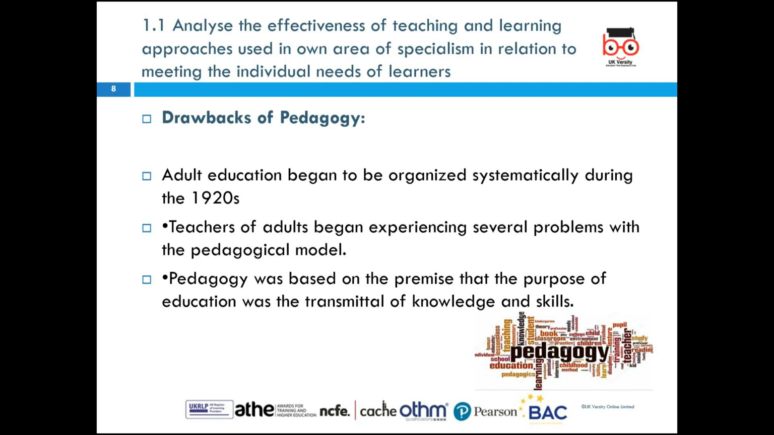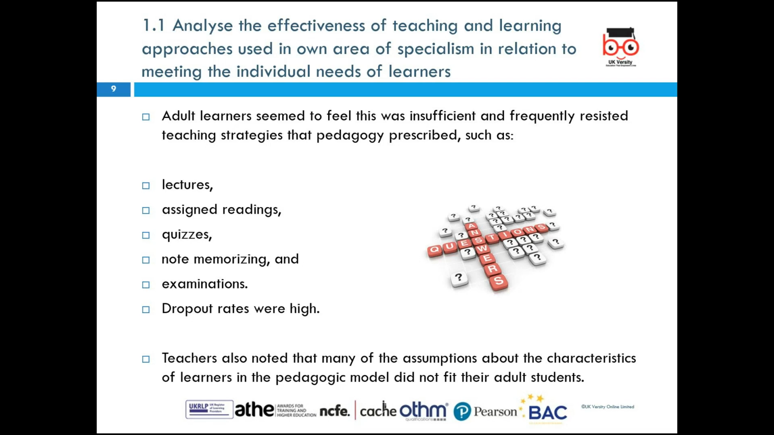Now, we've got drawbacks of it. So when adult education began to be organized in the 1920s, a lot of issues came up. Teachers of adults were experiencing quite a few problems with pedagogical models. And it's because pedagogy is based on the fact that education is just a transmittal of knowledge and skills. But when you're teaching young children, you're giving them step by step information, and you teach them in a different way. I know this firsthand now: the way I taught my younger ones at school was completely different from the way I'm teaching adults now. I'll explain what I mean in a moment.